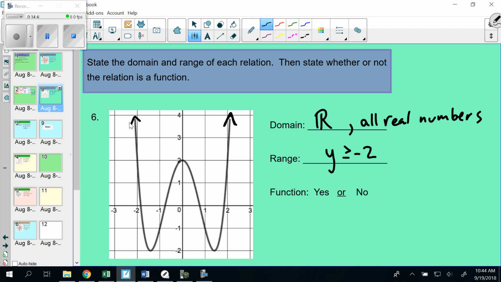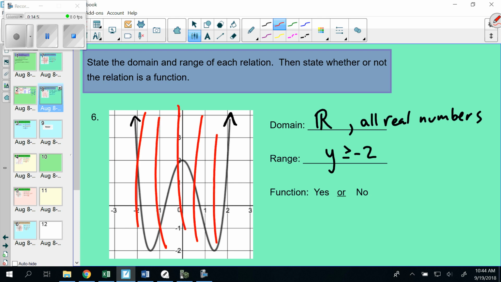Okay, last part now, is this a function? Test it with our vertical lines. Looks like it. We never hit more than once anywhere. So then, yes, this one is a function.